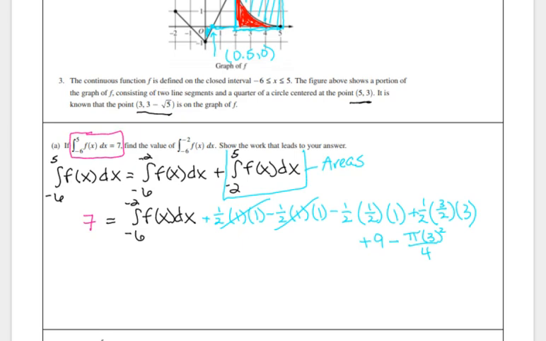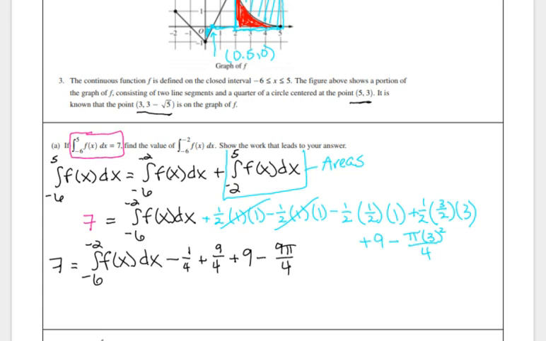So let's go ahead and start simplifying some work here. So we've got 7 equals the integral from -6 to -2 of f of x dx. And let's see what we've got going on here. This is going to be minus 1/4 plus 9/4, and then plus 9 minus 9 pi over 4.